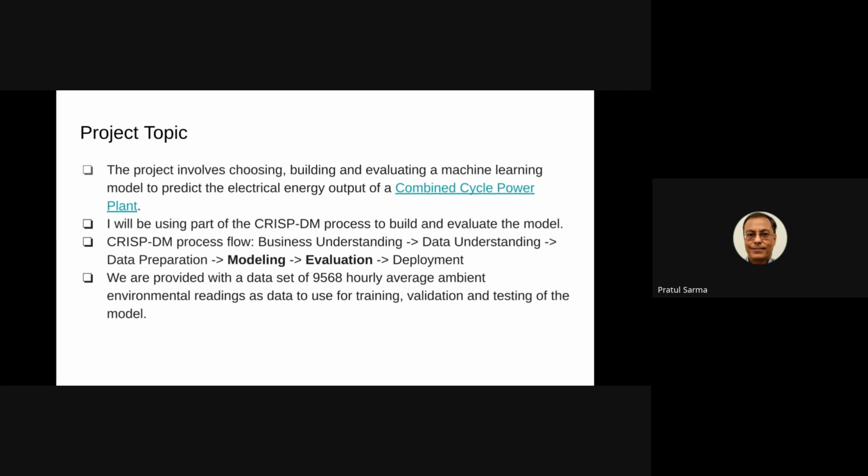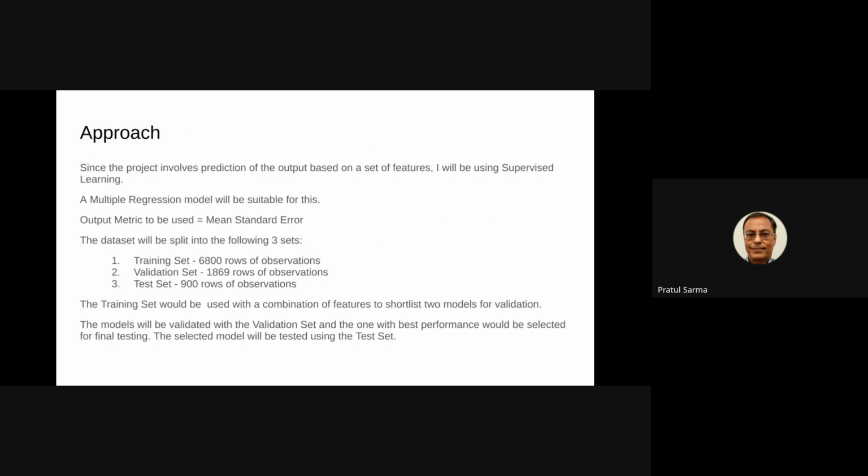We are given a set of 9,568 hourly average ambient environmental readings as data to use for training, validation, and testing of the model. So the approach I'll be using is a multiple regression model, which will be suitable for the project. The output metric to be used is mean squared error.